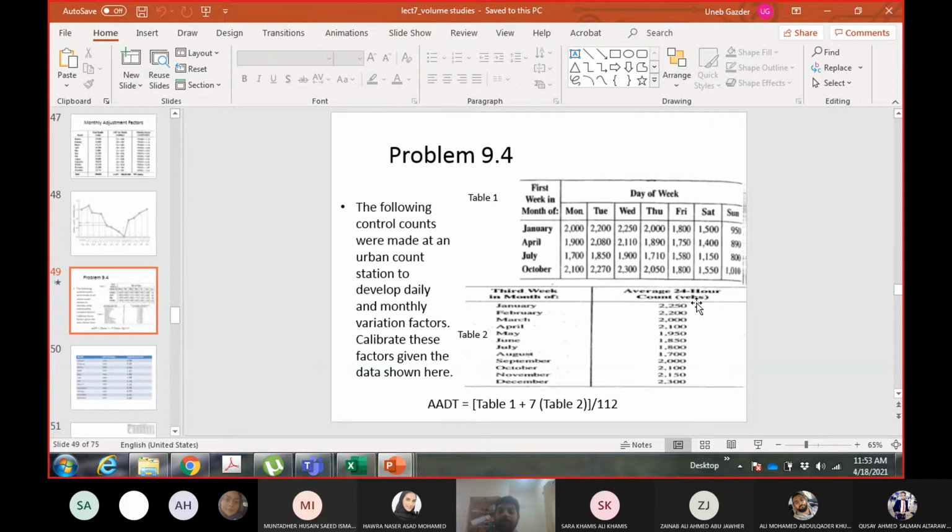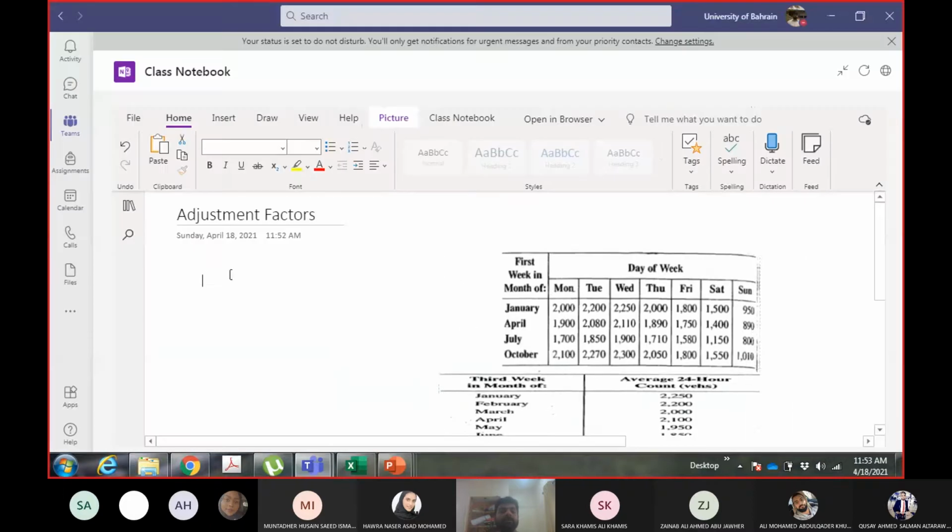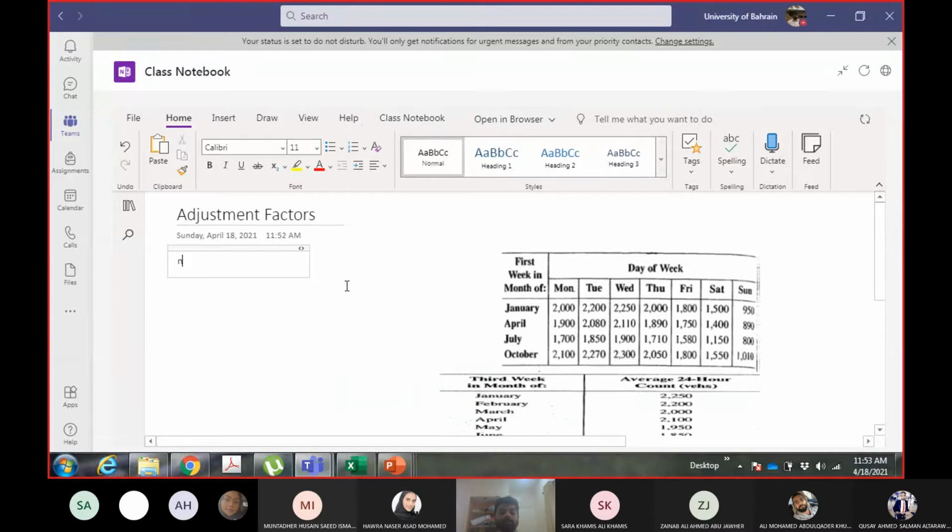In the second table, each value is for 7 days, and I have values for 12 months. So how many days do I have? 7 into 12. In the second table, the values are taken for 7 into 12 days. So the number of values is 28 from the first table, 7 into 12 from the second table. How much is it?